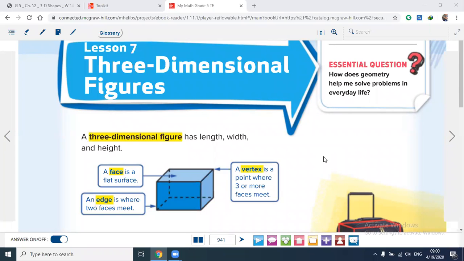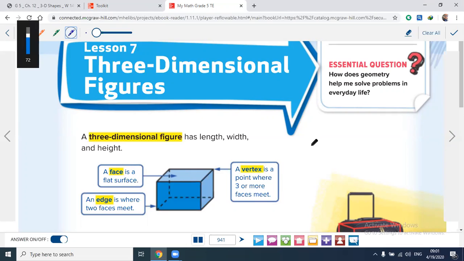According to our plan, today we are going to study lesson number 7, three-dimensional figures or 3D shapes, page number 941. A 3D or three-dimensional figure has length, width, and height. What differs between 3D and 2D shapes? The 2D shape has only two dimensions, the length and the width, and the 3D shape has three dimensions: length, width, and height.